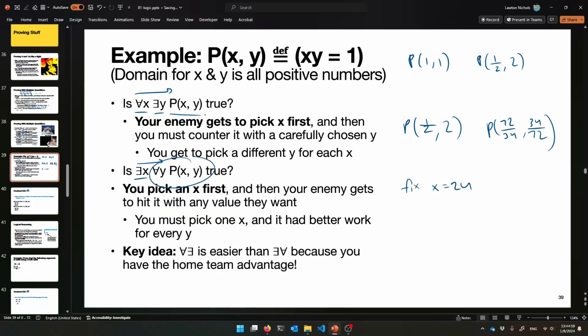And now our enemy gets to just bash it with whatever they want. They could be like, all right, we picked 24. Our enemy gets to try any value. They could be like 2.